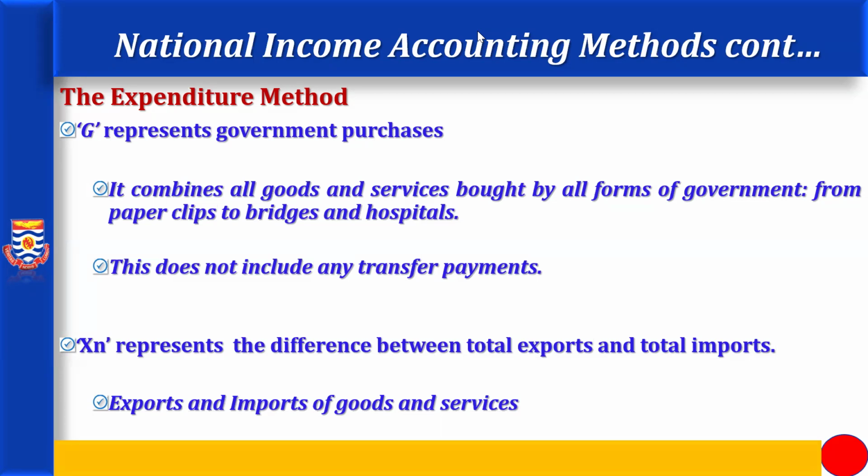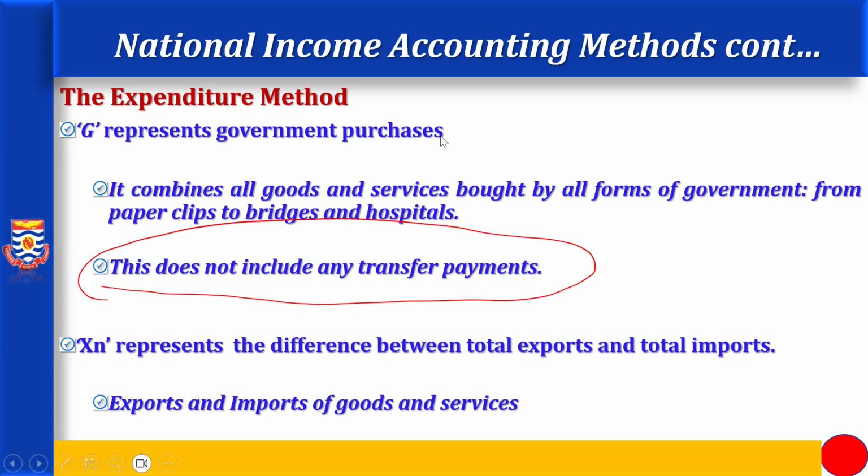And of course, remember, this does not include transfer payments. Like free senior high school is a transfer payment, paying for people's school fees. So we don't capture that as government expenditure because government does not receive any goods and services in return. They just dash money.